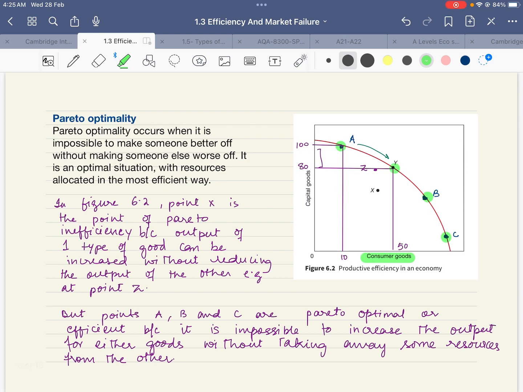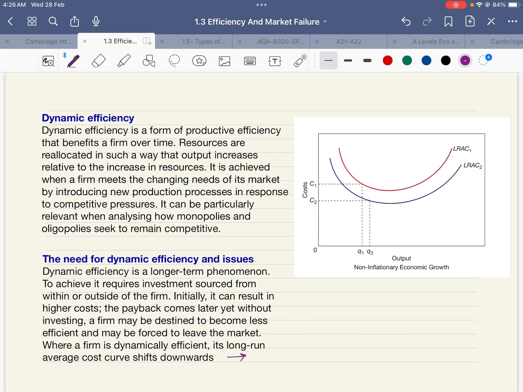We just now justified it using the PPC that all the points we know, the points lying on the curve, all of them are efficient points, and at all of them resources are allocated optimally. We already know that. It means overall efficiency is gained if one person or one thing is made to be worse off to make the other thing better off. Now let's talk about dynamic efficiency.